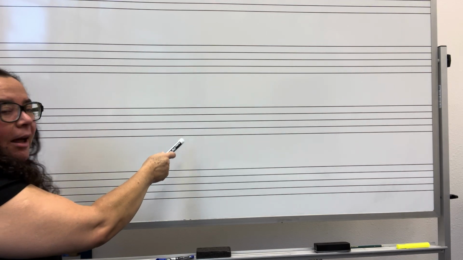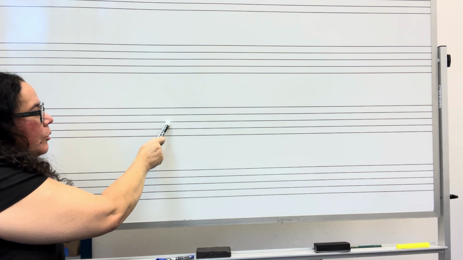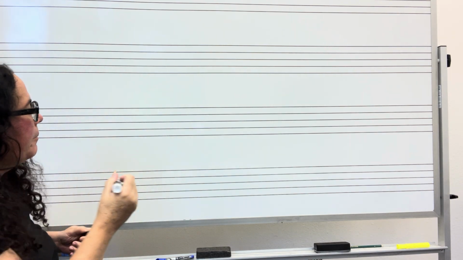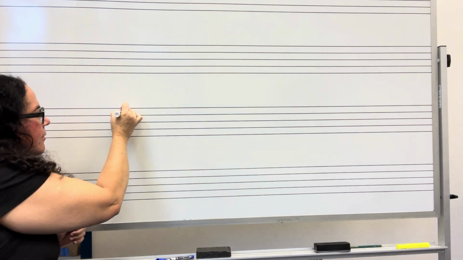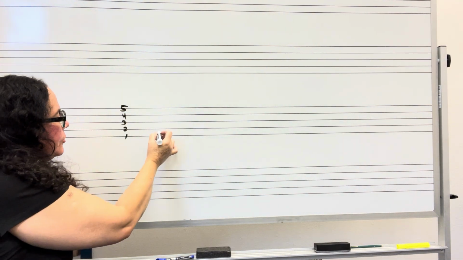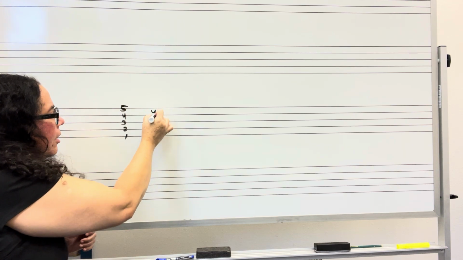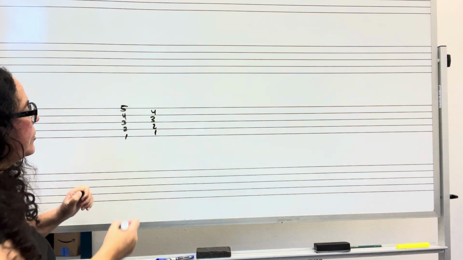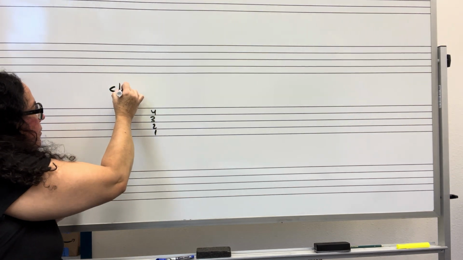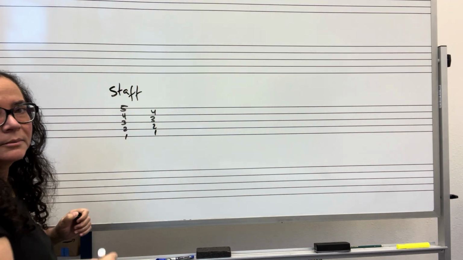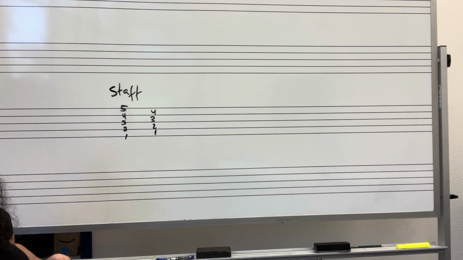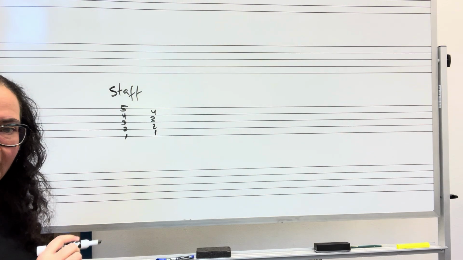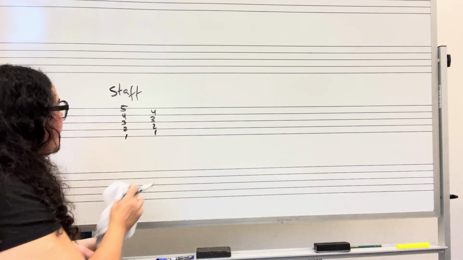The group of 5 lines, 1, 2, 3, 4, 5, we count from the bottom to top. 5 lines and 4 spaces, 1, 2, 3, 4. It's called the music staff. And the symbol that we put on the left side of the music staff is called the clef.